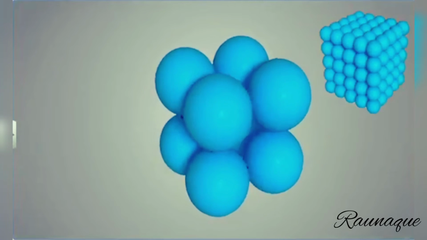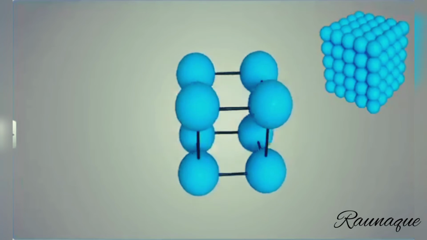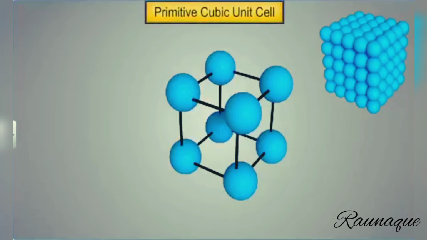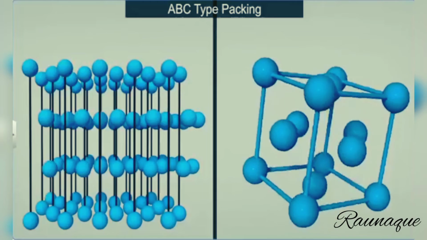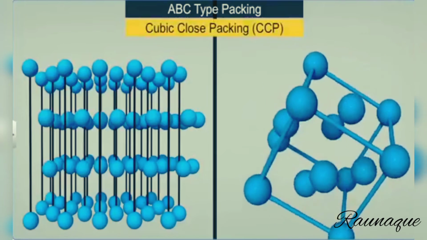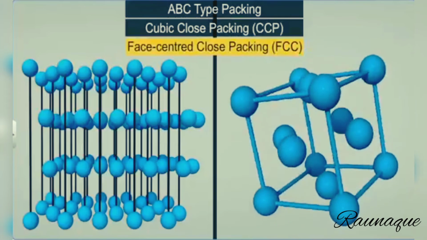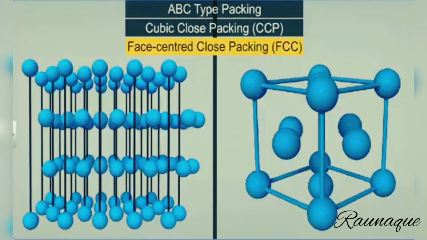If you look carefully, you will find that this arrangement has resulted in the formation of a simple cubic lattice. The unit cell of this lattice is a primitive cubic unit cell. It is also called cubic close packing, CCP, or face-centered cubic packing, FCC.